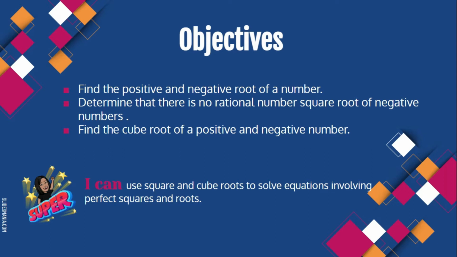Our objectives are to find the positive and negative root of a number, also to determine that there is no rational number square root of negative numbers, and to find the cube root of a positive and a negative number. Our I can statement is: I can use square and cube roots to solve equations involving perfect squares and roots.